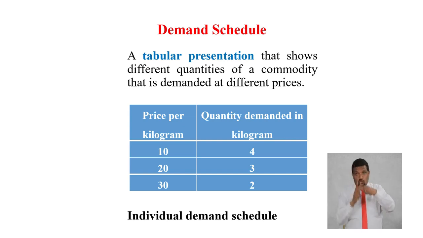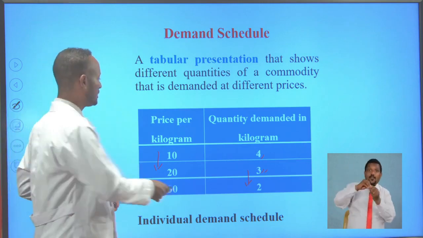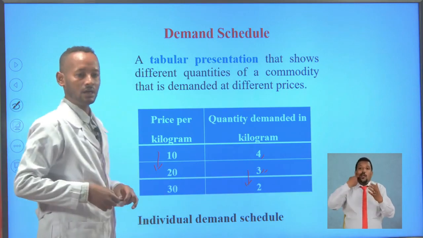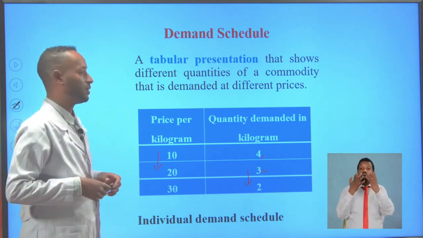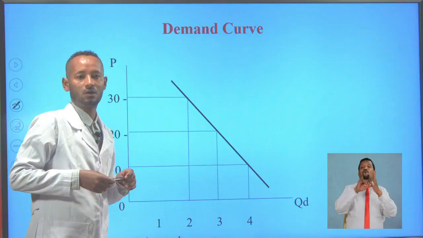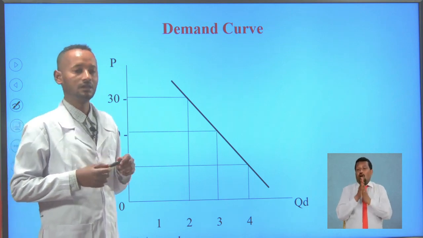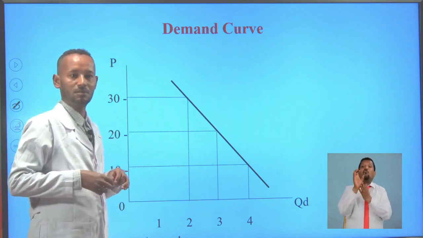From this, we can show that as the price of a kilogram of orange increases, the quantity demanded for oranges will decline. And as the price of a kilogram of orange decreases, the quantity demanded for oranges will increase. Now let's see the demand curve, which is a graphical presentation of the demand schedule. We represent all the values of price on the y-axis and all the values of quantity demanded on the x-axis to plot the demand curve. From this we can show the relationship between the price of a commodity and quantity demanded.